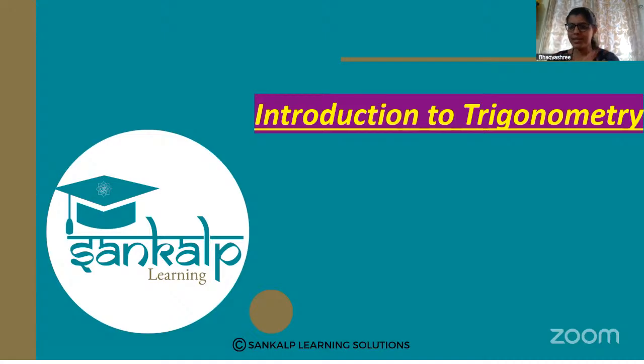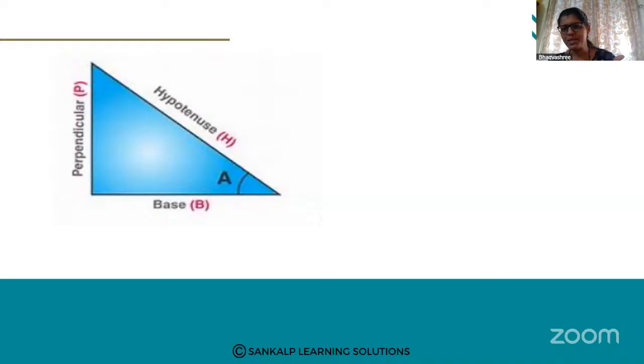Introduction to trigonometry. So, trigonometry means what? We have already studied about triangles and types of triangles, right? Acute angle, right angle, obtuse angle. Acute angle is less than 90 degrees. Right angle triangle means one angle is 90 degrees, and obtuse angle means one angle is more than 90 degrees, right? So trigonometry.